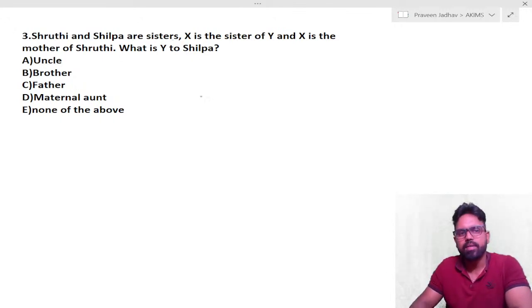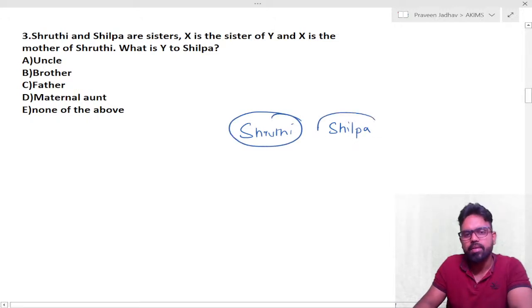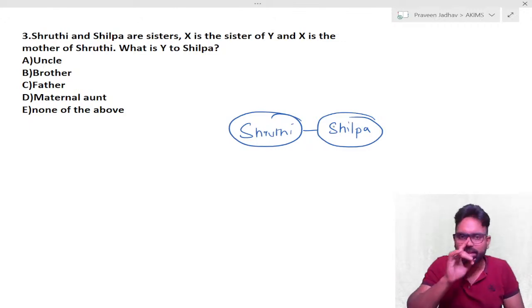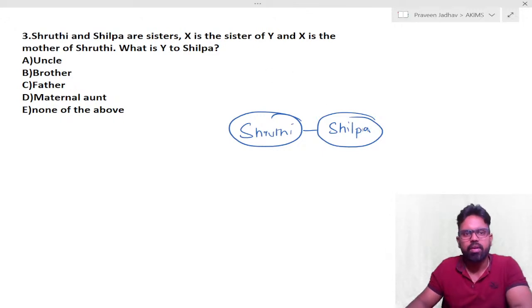Shruti and Shilpa are sisters. Can I write it like this? Yes, I can. Because both of them are sisters, horizontal line, and they both are in the circle. Now, X is the sister of Y. Can I connect it to this diagram? Not yet. And X is the mother of Shruti.